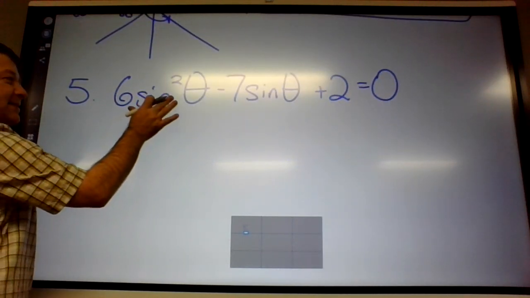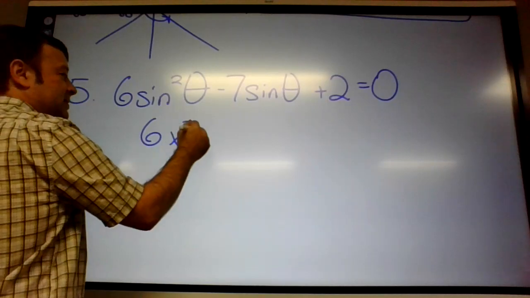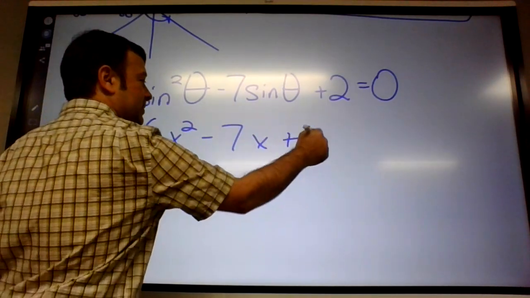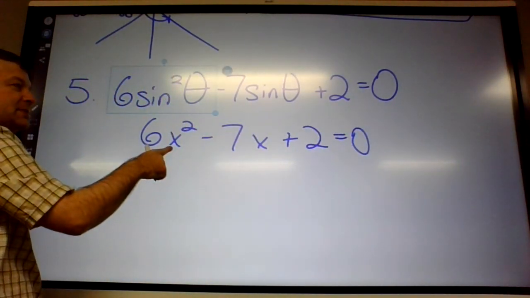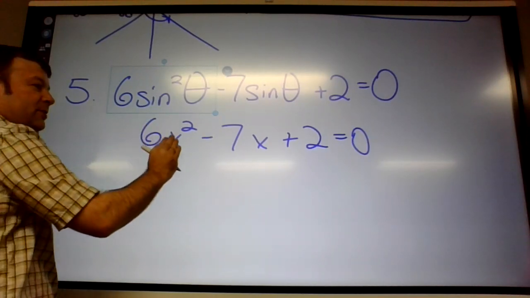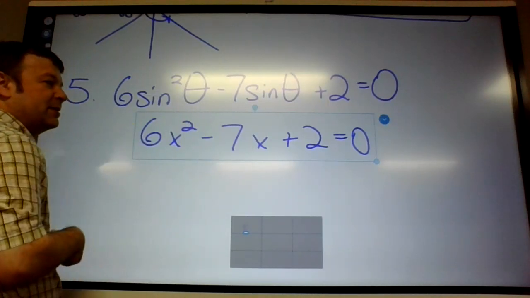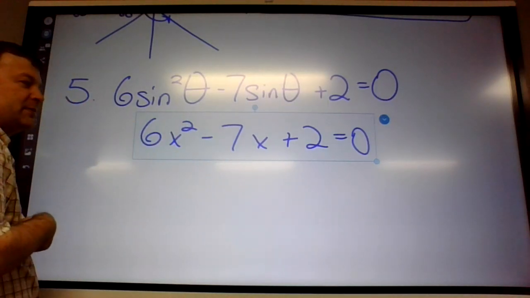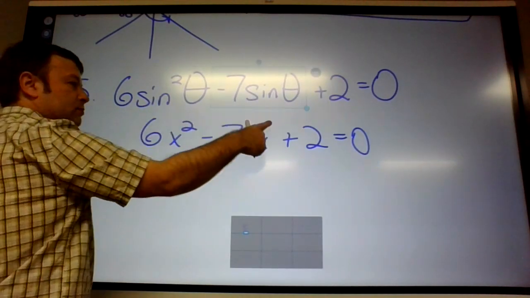This is in the pattern of a quadratic equation. It's kind of in this pattern, like if I replace sine with x. So here's what we're gonna do. We're gonna solve this, and then once I figure out what x is, we're gonna put sine back in for x. Okay? You guys see what I did? I just replaced sine with x.